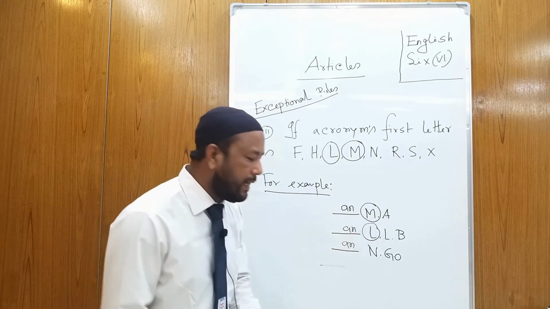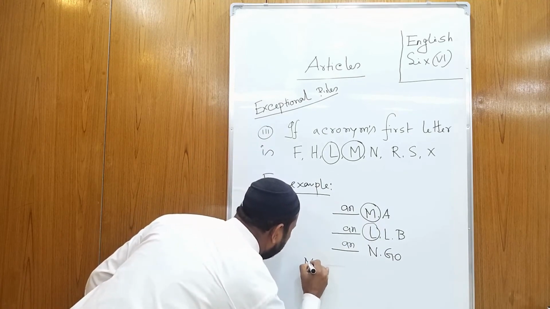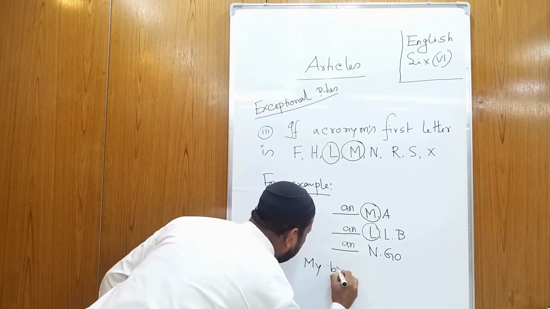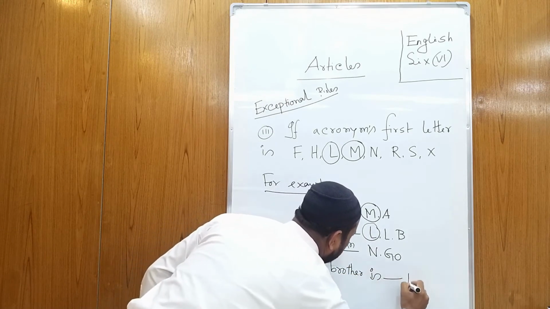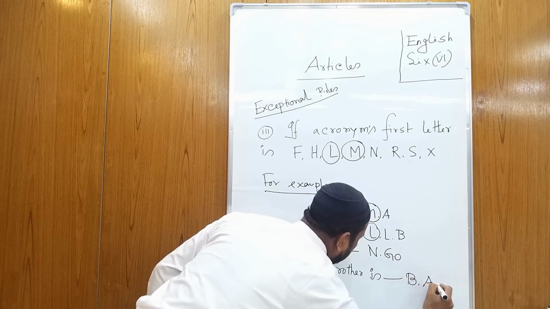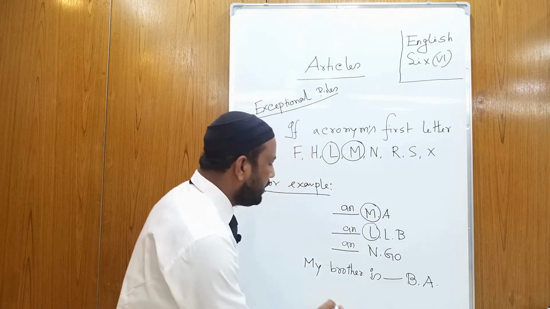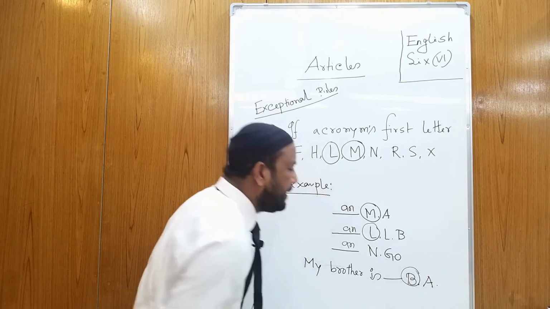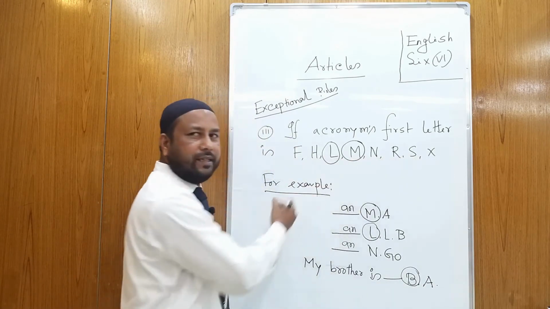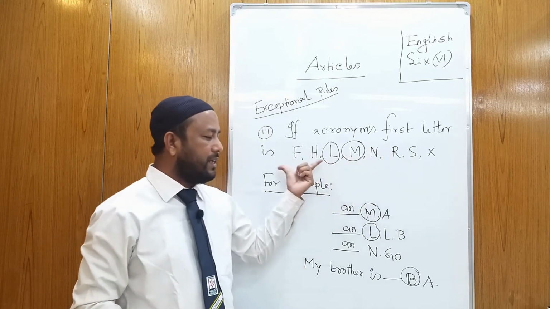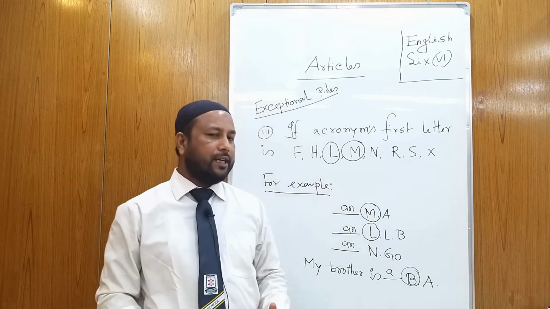But here is another example. My brother is a BA. BA means Bachelor of Arts. Here you can see the first letter of BA is B. Is there a vowel sound in "bee"? You can check it. No, there is no vowel sound. That's why you have to use "a". I think it is clear to all.